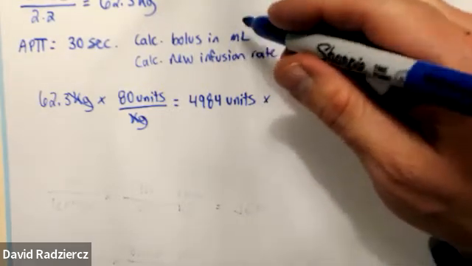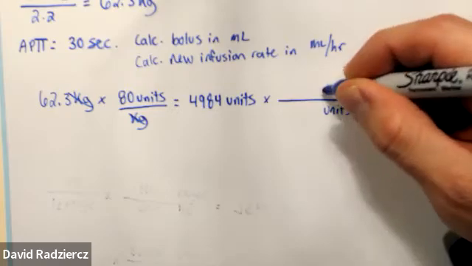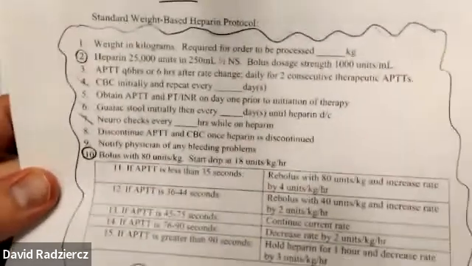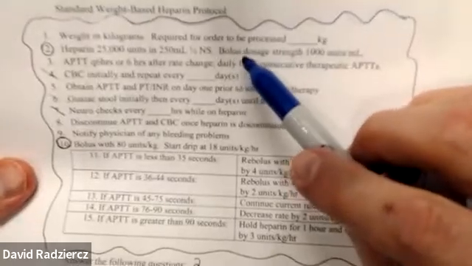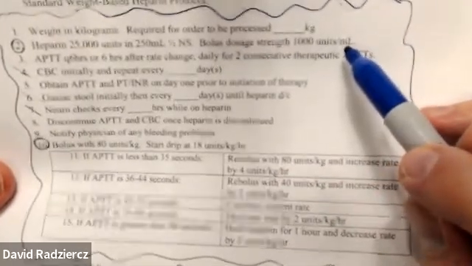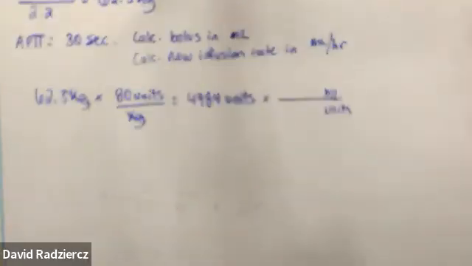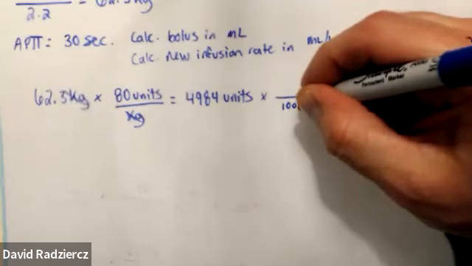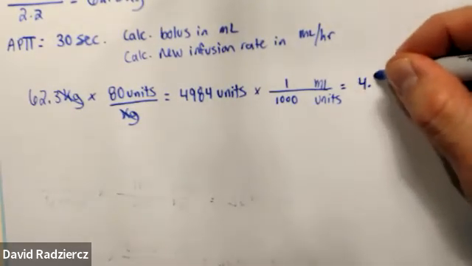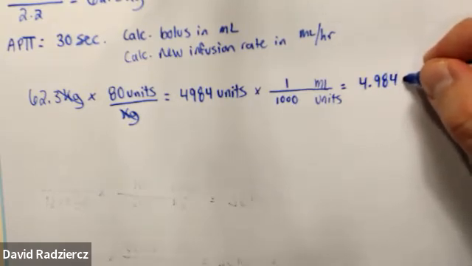Again, I don't want units, I want milliliters. So I need to convert units to milliliters. I'm going to do that using the protocol. And because we're calculating a bolus dose, I'm going to use the bolus dose strength of 1,000 units per milliliter. And I'm going to get 4.984 milliliters.